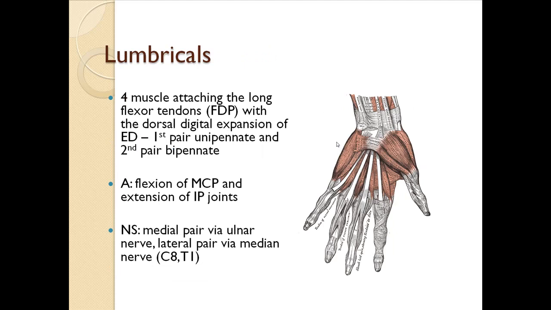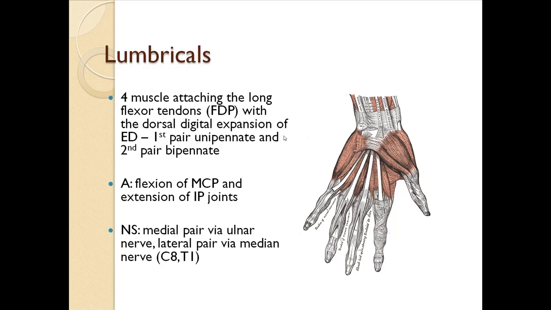The lumbricals are four soft tissue muscles. These are comparable to the lumbricals down in the foot. They basically attach to the tendons of flexor digitorum profundus, and they blend into the dorsal digital expansion of extensor digitorum. The first pair of lumbricals are unipennate and the second pair are bipennate.